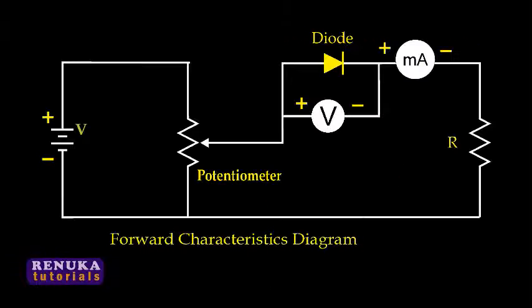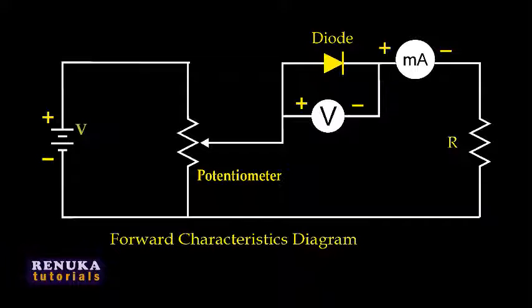Now in the diagram you can see that there is a circuit where the diode is forward biased. How forward biased? Because the voltage applied has a positive terminal which is connected to our potentiometer, and the potentiometer is then connected to the P-type semiconductor of the PN junction diode. What about the N-type? The N-type of the diode is connected through a milliammeter and a current limiting resistance to the negative terminal of the battery. So in this way we can say that the diode is forward biased.